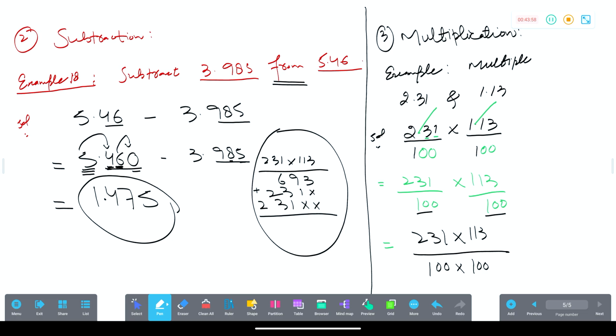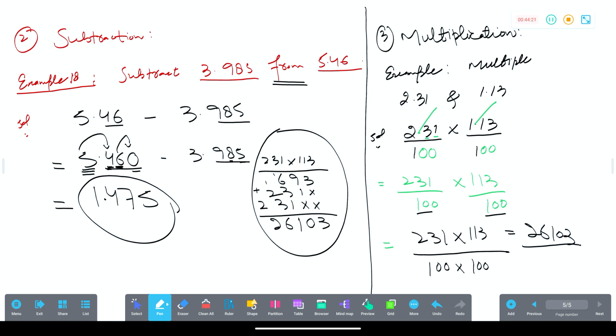It will be 3, 9 plus 1 is 10, 0 and 1 carry to the hundreds place, 6 plus 1 is 7 plus 3 is 10, plus 1 is 11, 1 carry. 3 plus 2 is 5 plus 1 is 6 and 2 will be as it is. It is 26103. So when I multiply the numerators, it is 26103.